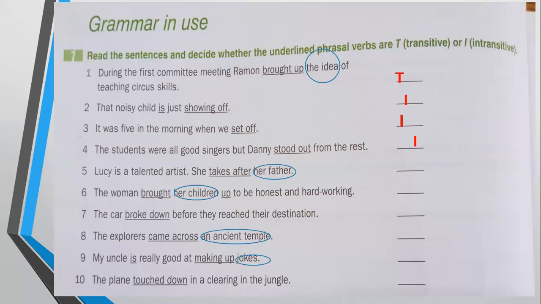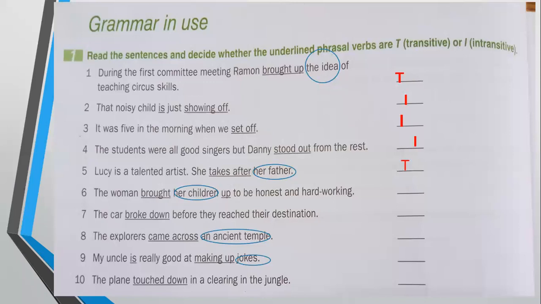Lucy is a talented artist. لمين طالعة لوسي talented artist? She takes after her father. So she is the same as her father. So her father is the object. Takes after is a transitive phrasal verb.